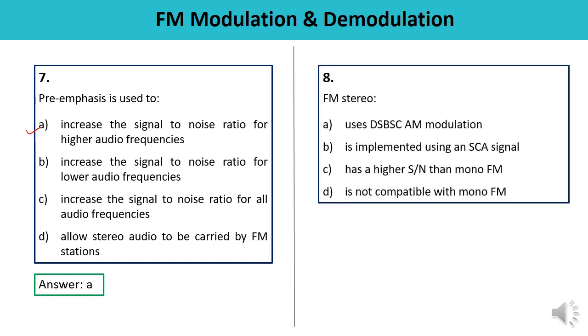Question number 8 is, FM stereo: it uses DSB-SC AM modulation, it is implemented using an SCA signal, it has a higher signal to noise ratio, it is not compatible with mono FM. So FM stereo uses DSB-SC AM modulation. Correct answer is A.